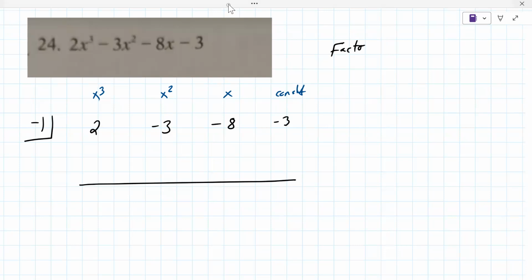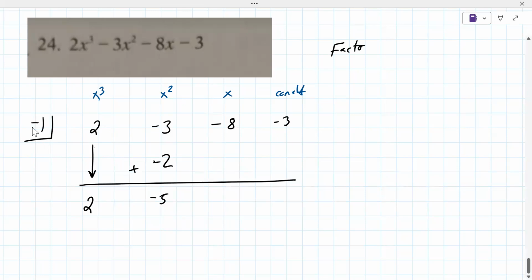Okay, now synthetic division, you start by bringing this number down. You bring the 2 down. Then you take this 2 and multiply it by -1. What does that become? That'd be -2. Put that result there. So that's -5 because you're adding.